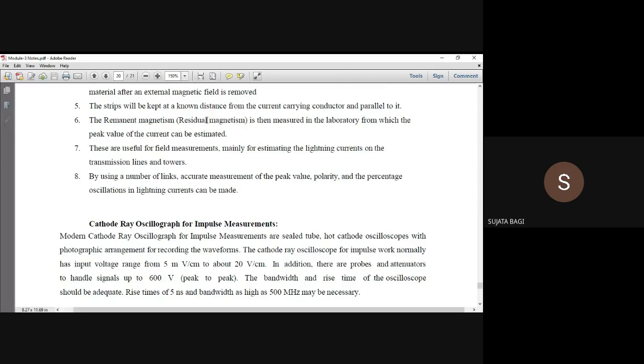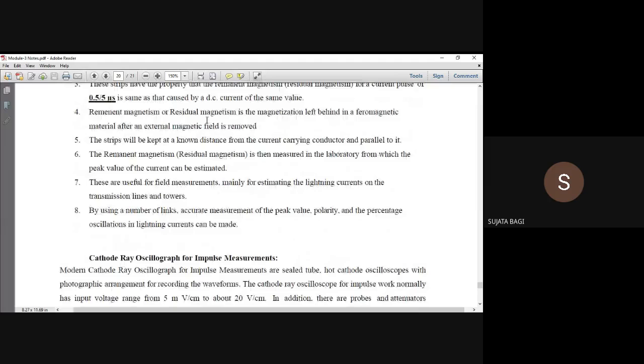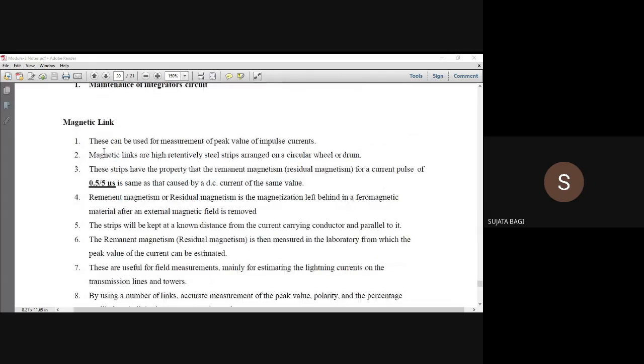Okay, dear students. Today's topic will be the cathode ray oscilloscope for impulse measurement. Just have a look at this. But before going to the cathode ray oscilloscope, another topic is there, that is magnetic links. Sometimes they may ask you to write a note on magnetic links. Before this, I had discussed the Rogowski coil and so on.